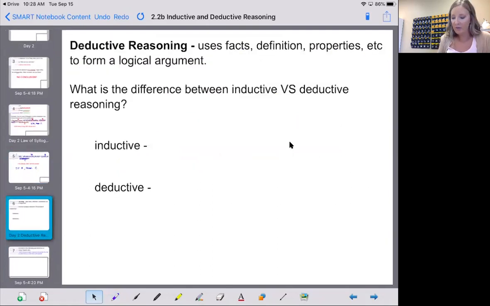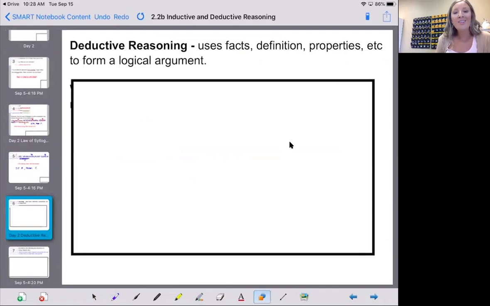All right, next, we're going to finally hit what we were talking about from the beginning. We were going to talk about deductive reasoning. So remember, inductive is what we talked about yesterday. Today is deductive reasoning.